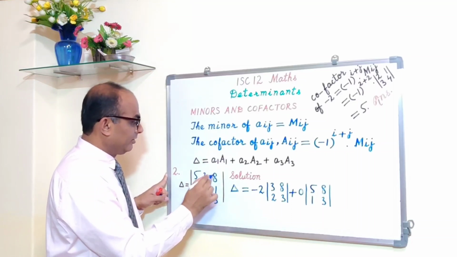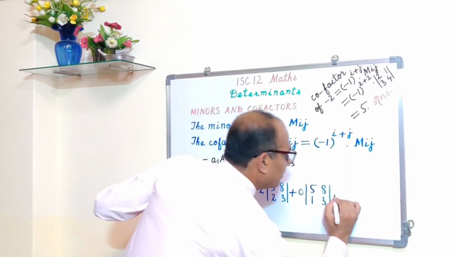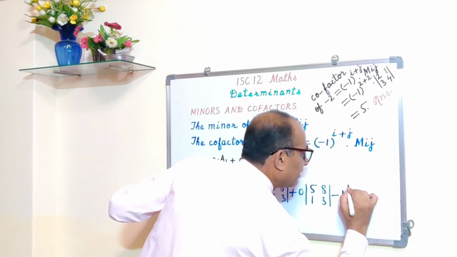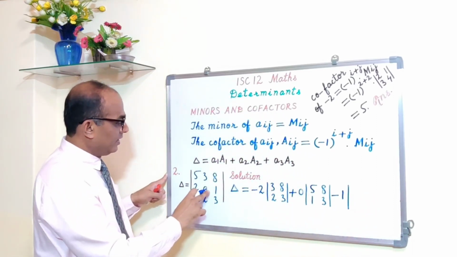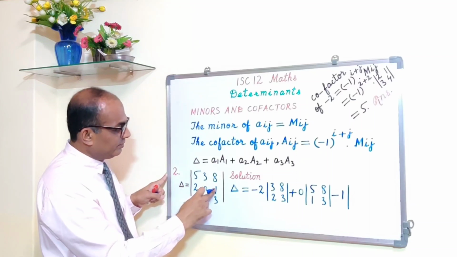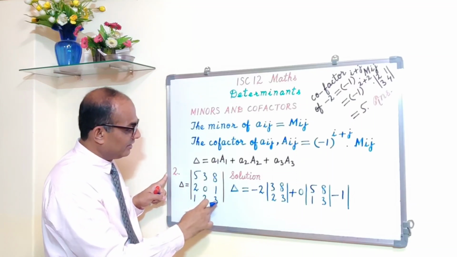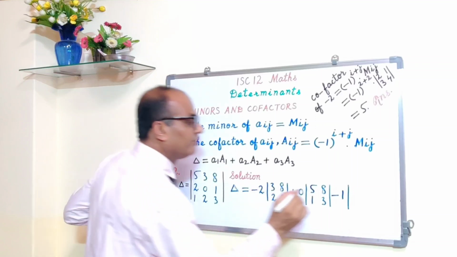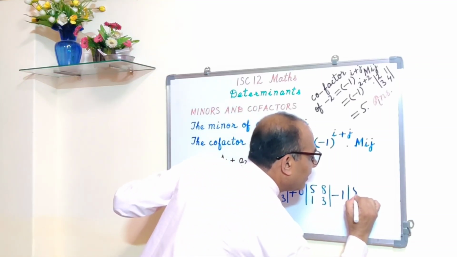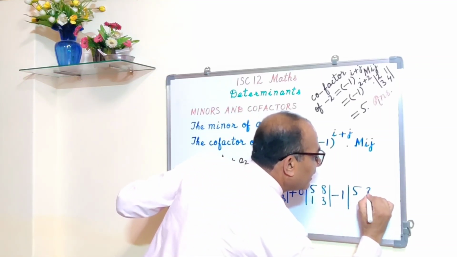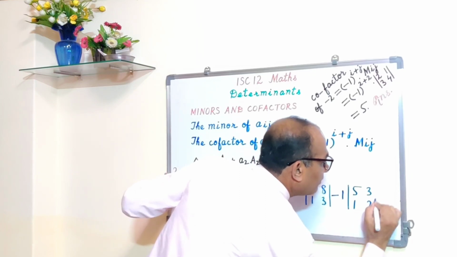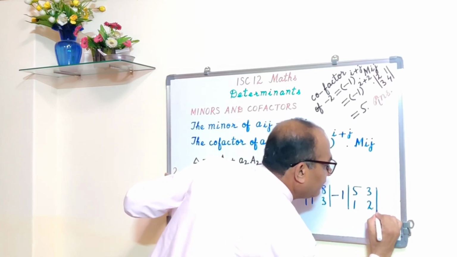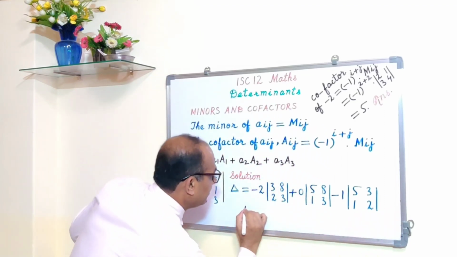And then plus, minus, plus, minus, plus, minus 1. This will be this one, no? So this row we delete, and this column we delete. So 5, 3, 1, 2. Getting?